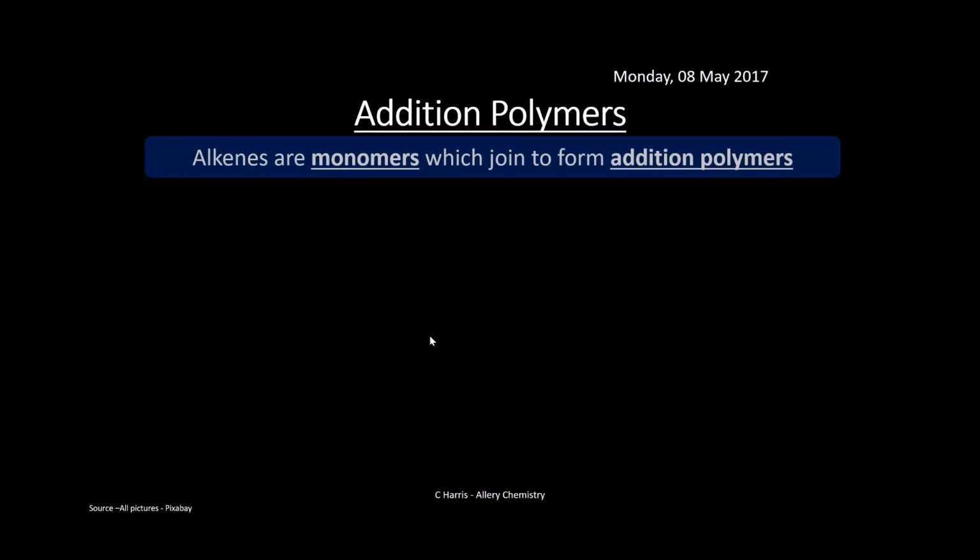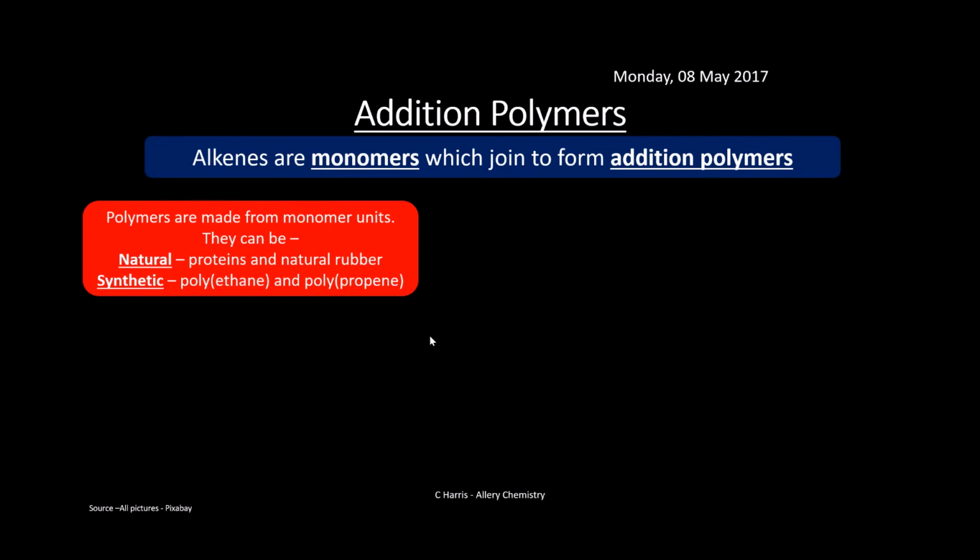Okay, alkenes are really useful for making plastics or types of polymers. So alkenes are monomers. These are just single units, and we can join these monomers together to form polymers, and it goes via an addition polymerisation process. So let's look at some examples of polymers. Obviously, they're made from monomer units. These are the things that make them up.